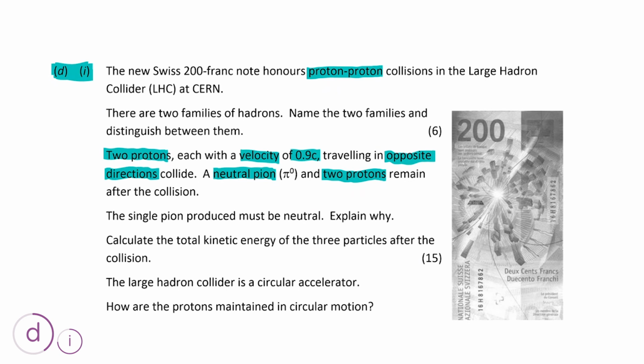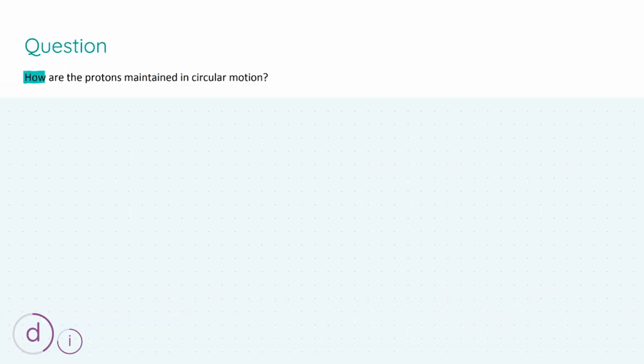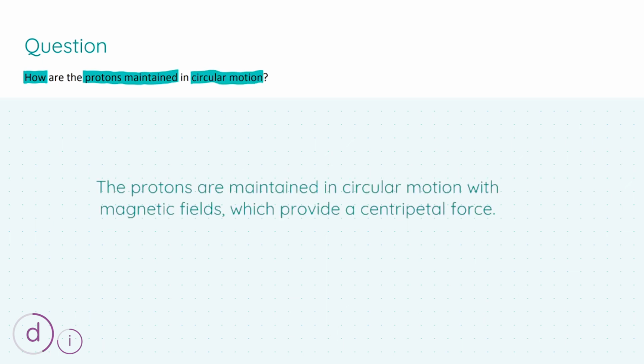this question. We are told that this Large Hadron Collider is indeed a circular accelerator. And we are asked, how are the protons maintained in this circular motion? The answer is as follows. The protons are maintained in circular motion with magnetic fields, and these magnetic fields provide a centripetal force, because magnetic fields provide a magnetic force on charged particles. And if you remember from studying magnetism, this means that the particles will also experience from this a centripetal force. Explaining this will get you 3 marks.